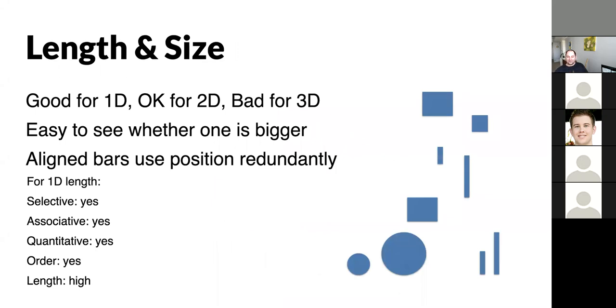Length and size, our second channel here, is good for 1D, okay for 2D, bad for 3D. So the size of a bar is fairly easily distinguishable. The size of a circle or a rectangle is a little trickier. And the size of a sphere is quite difficult to judge. For 1D length, we can say it's selective, it's associative, it's quantitative. It is ordered, and the vocabulary, the length here, is fairly high.